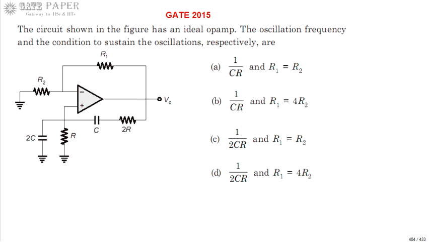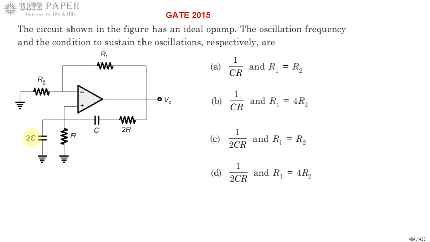If you look at the circuit, you can easily identify that this is going to be a Wien-Bridge oscillator using an operational amplifier. But what we have seen in the Wien-Bridge oscillator is that both resistors are R and both capacitors are of value C. Now it has given different values: R and 2R, C and 2C.